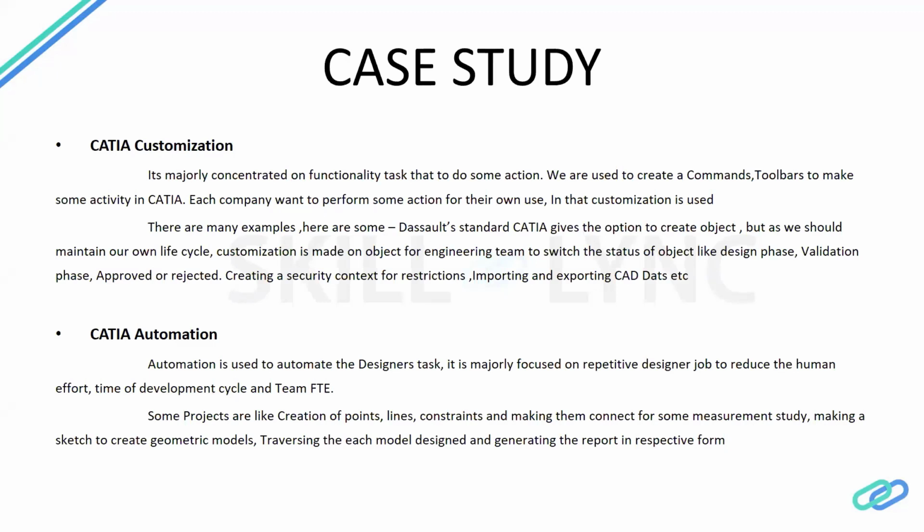To design something, or to make it useful for some design or drafting, CATIA customization is used. And for CATIA automation, I would like to share an example: if I have one car design, I want to go through all the parts.